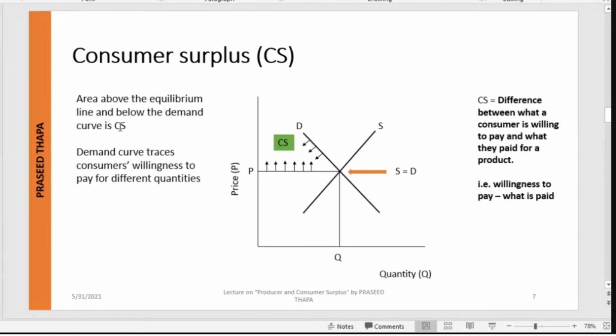And using the formula of half base into height, we can calculate the area of this triangle by 1 by 2 multiplied by base into height. This is your consumer surplus.